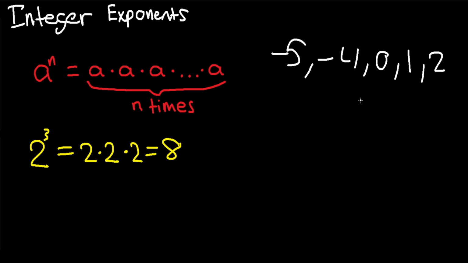Whereas examples of non-integers look like -0.3, 3.7, 1/2, and so on.